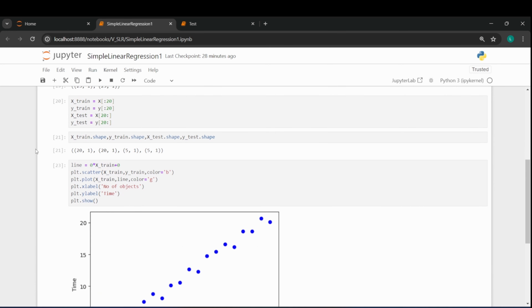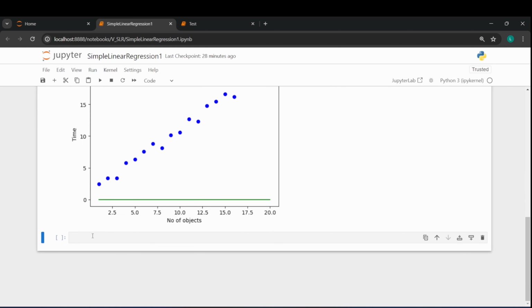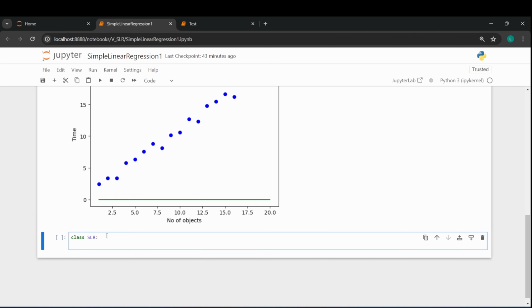Now we got the data and everything ready. Let's start building the model. Let's build the model now. I'm going to name the model SLR, standing for simple linear regression, and there are going to be two methods in it, fit and predict. Let's start with the init function.